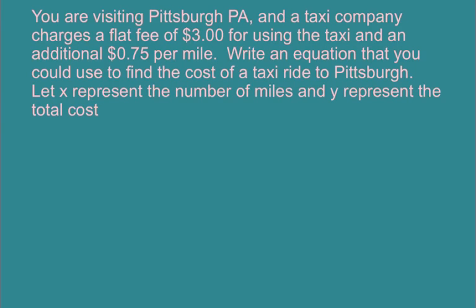So we need to pick out our y-intercept and our slope. So here's a keyword, per, so that means 75 cents per mile is our slope, because that's being multiplied by x, the number of miles. And then our other keyword here is flat fee for $3. So that's your starting point, that's your b. So the way we set this up is y equals 75 cents x plus 3.